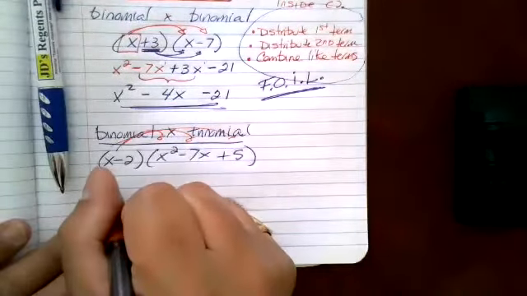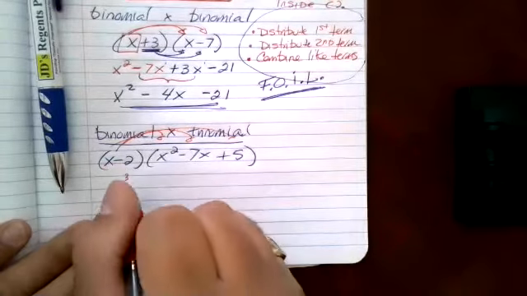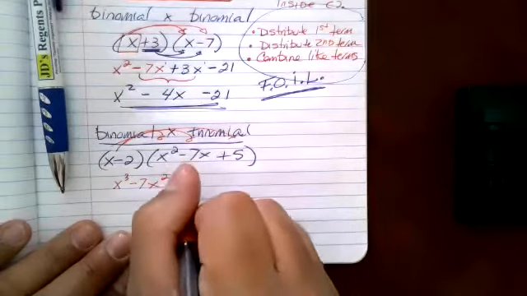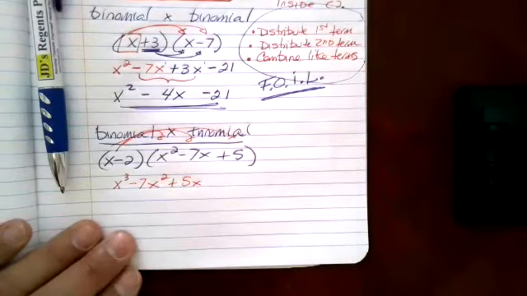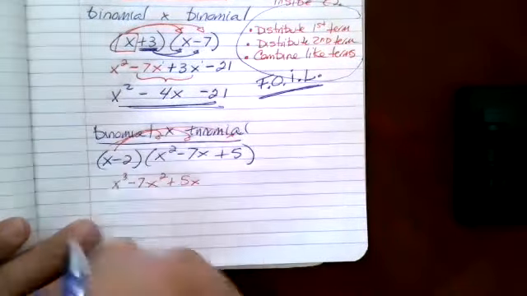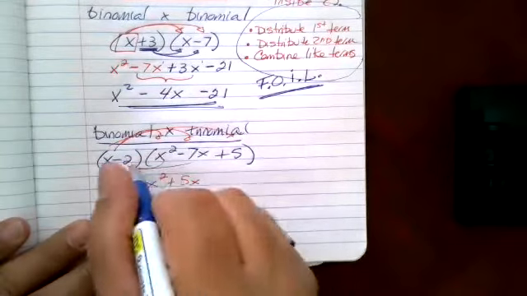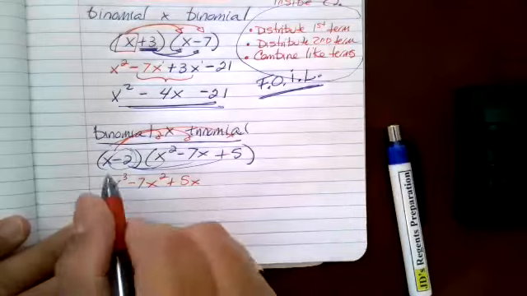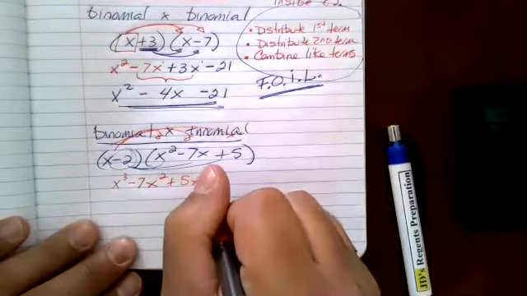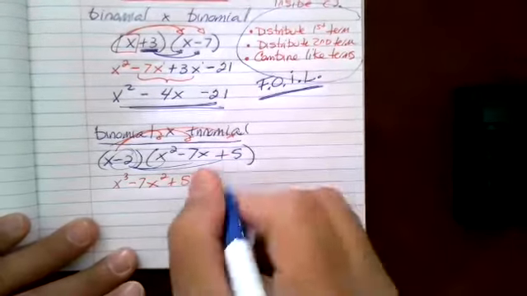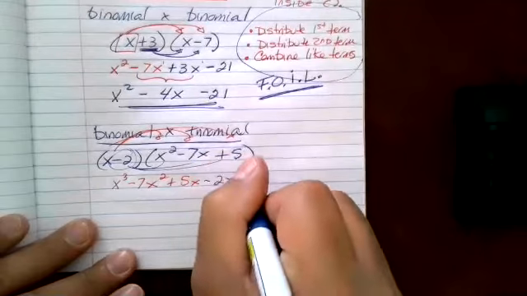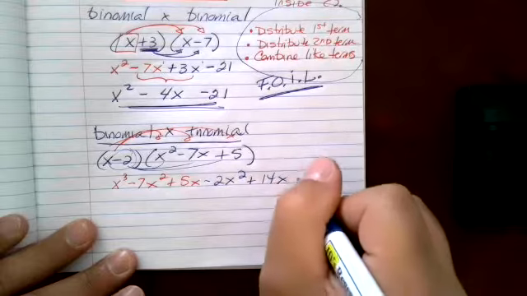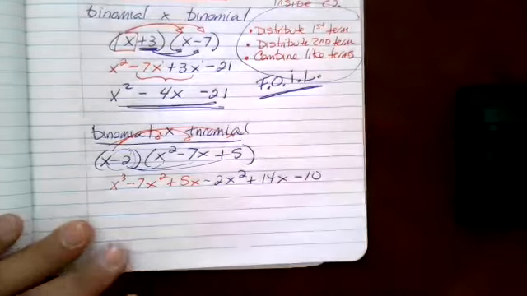So that's going to give me x cubed minus 7x squared plus 5x. And now I'm going to distribute this -2. Don't forget to include the negative. So -2 times x squared is, I'll do it in blue, -2x squared plus 14x minus 10.